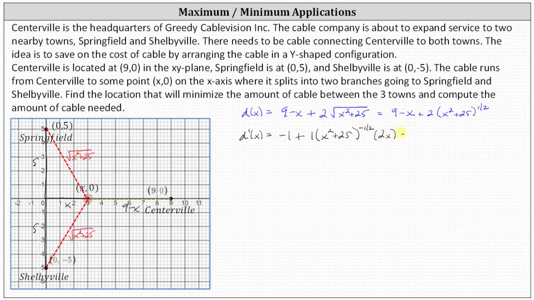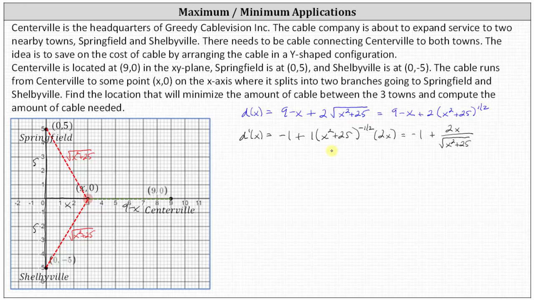Let's go ahead and write this as -1 plus 2x divided by the square root of the quantity x squared plus 25. Notice by moving x squared plus 25 to the denominator, the exponent changed the sign, and I wrote the exponent of 1/2 as the square root.